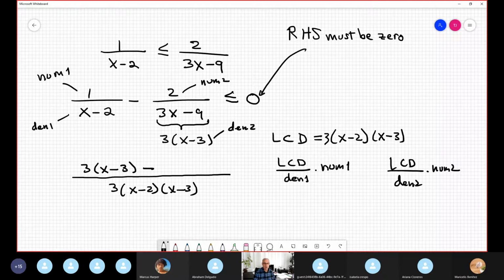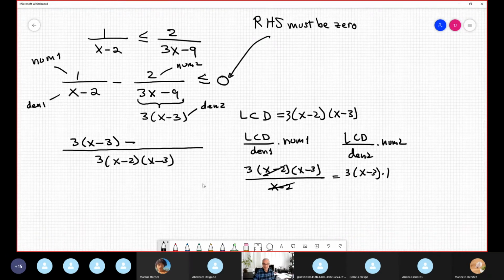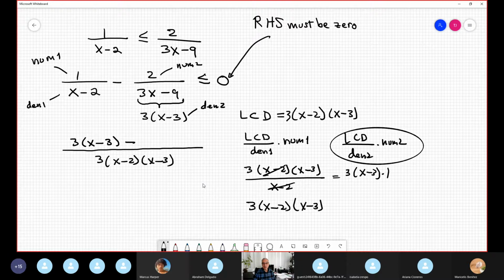Minus, I haven't finished, I did only the first fraction. You divide mentally, in your mind, the LCD, 3 times x minus 2 times x minus 3, divided by x minus 3, minus 2, sorry. This cancels and stays only 3 times x minus 3 times 1, because numerator 1 is 1, it's a coincidence. If it's not 1, it's another number or expression, and you multiply by the corresponding one. Likewise, in the second part, you divide the LCD by denominator 2, which is 3 times x minus 3. Obviously x minus 3 cancels and 3 also cancels, and only x minus 2 stays alive, times 2. So 2 times x minus 2.